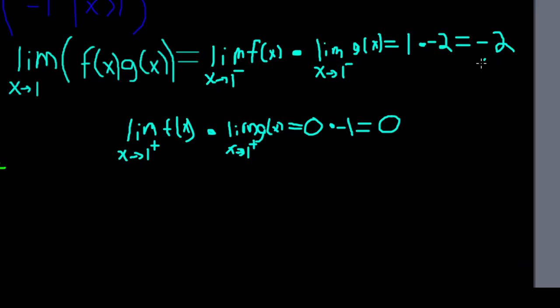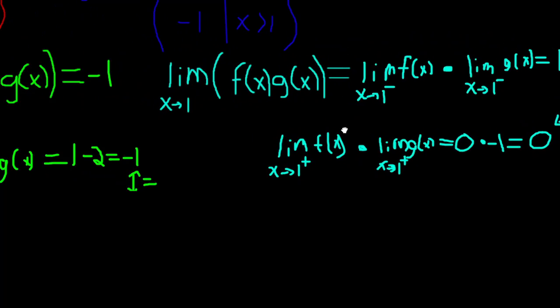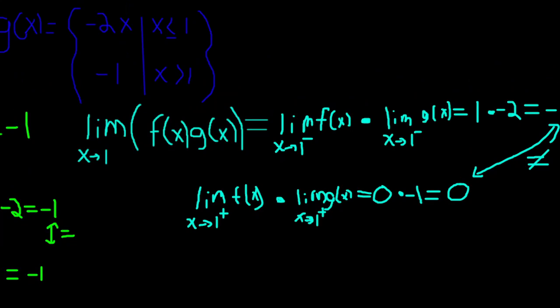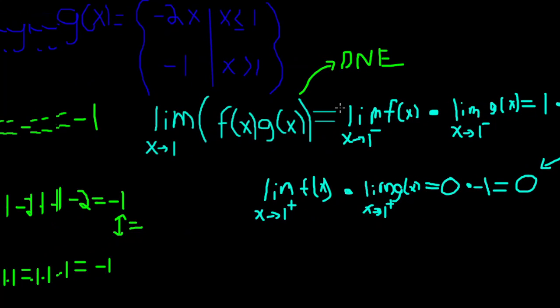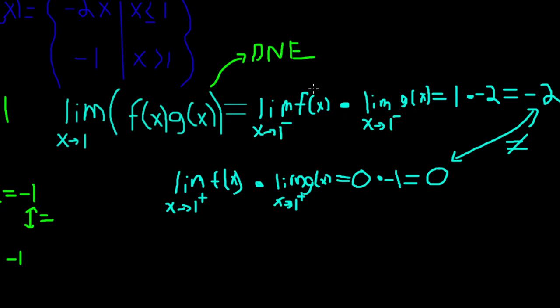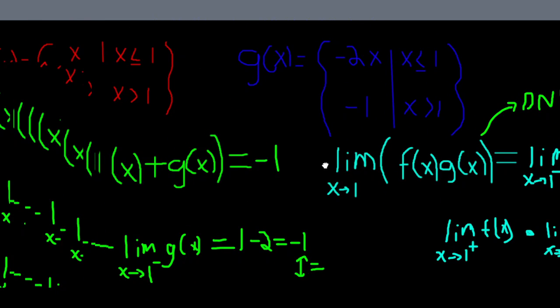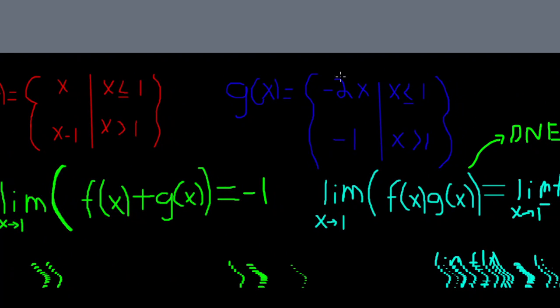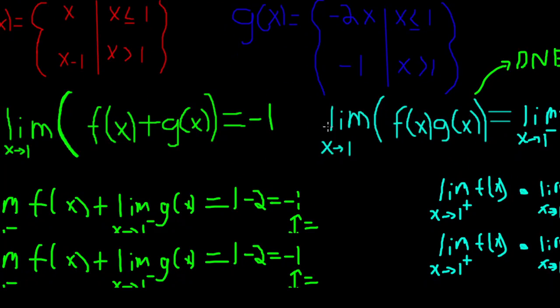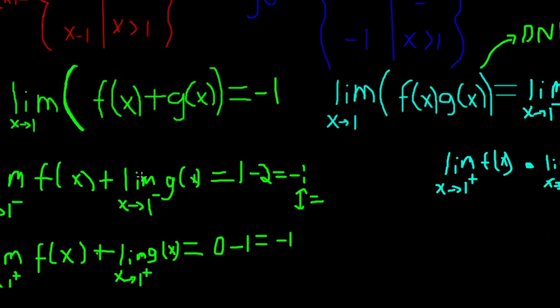So since our two one-sided limits aren't equal, that means that our overall limit doesn't exist. Right, because if the left and the right hand don't equal the same thing, then the overall limit can't exist. And there you go. That's how you find the limit of a sum and the limit of a product. It is just the sum of the limits and the product of the limits, as long as you do the one-sided limits.